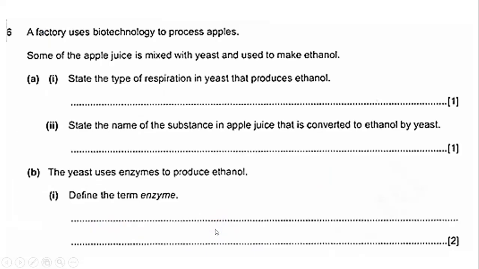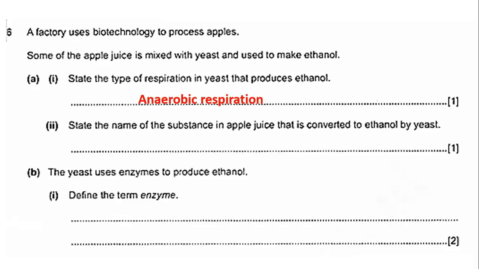A factory uses biotechnology to process apples. Some of the apple juice is mixed with yeast and used to make ethanol. State the type of respiration in yeast that produces ethanol.